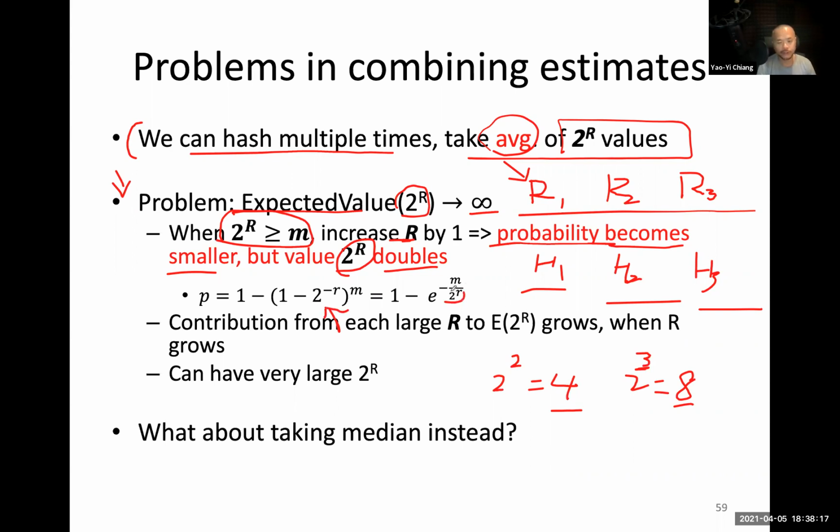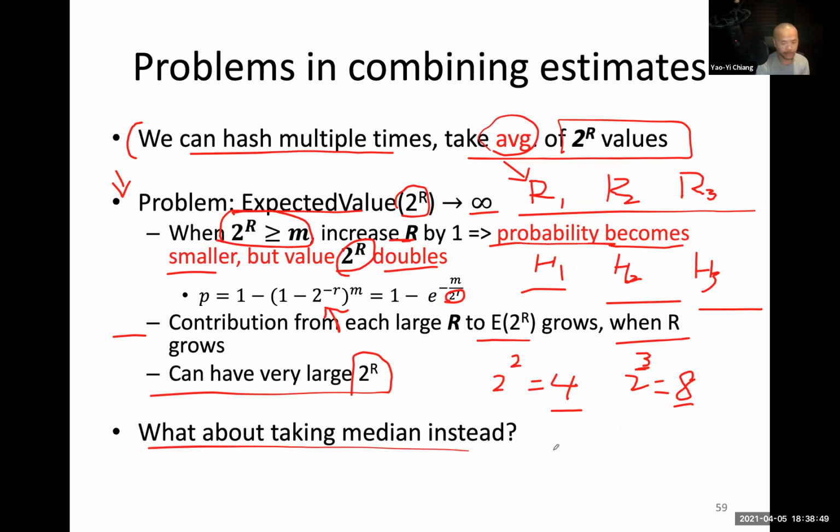Only changes here. So the contribution from each large r to this estimate will grow when your r grows, and you can have really large 2 to the power of r's, right? Because we know this estimate is not very accurate. It's only an estimate. If you run it many, many times, you're going to have an outlier, and that outlier could be very large. If you take an average, one outlier can screw up your result. So how do we do this?